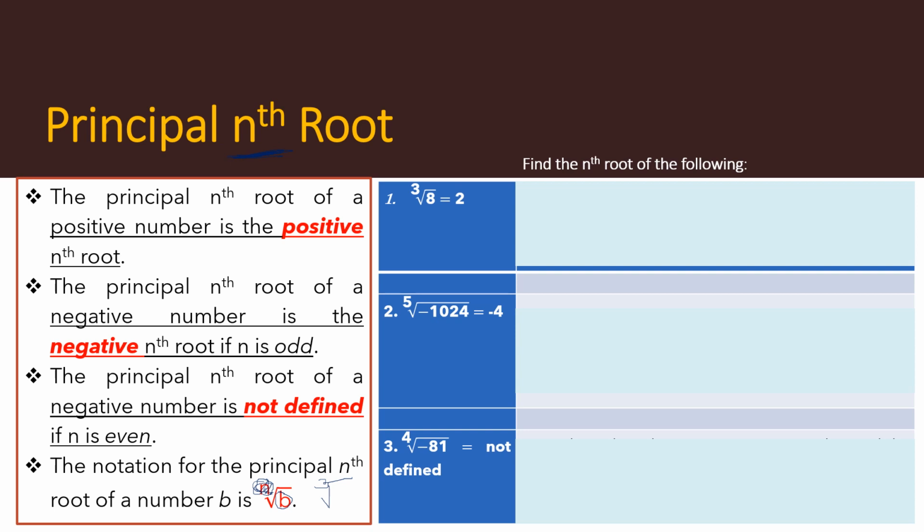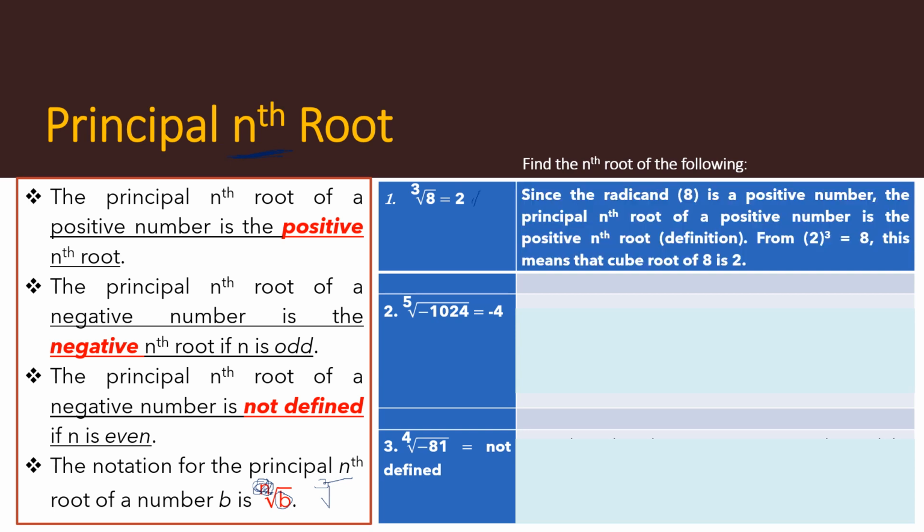The first one is number 1. We have the cube root of 8, which is equal to 2. Why is it equal to 2? Because when we multiply 2 by itself thrice, or 2 times 2 times 2, the result is 8. Since the radicand 8 is a positive number, the principal nth root of a positive number is the positive nth root. From 2 cubed, which is equal to 8, this means that the cube root of 8 is 2.